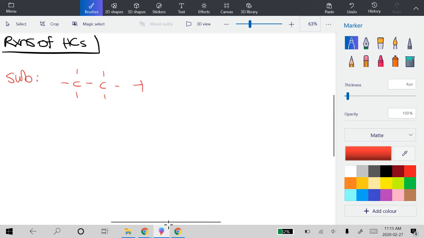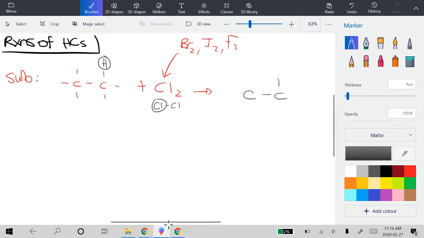And what will happen is if you introduce a halogen, so Cl2, that could also be bromo, iodo, or fluorine gas as well. What will happen there is that one of the hydrogen atoms will substitute its position with one of the chlorines. So the new product is a haloalkane. And the side product is H with the other chlorine atom.